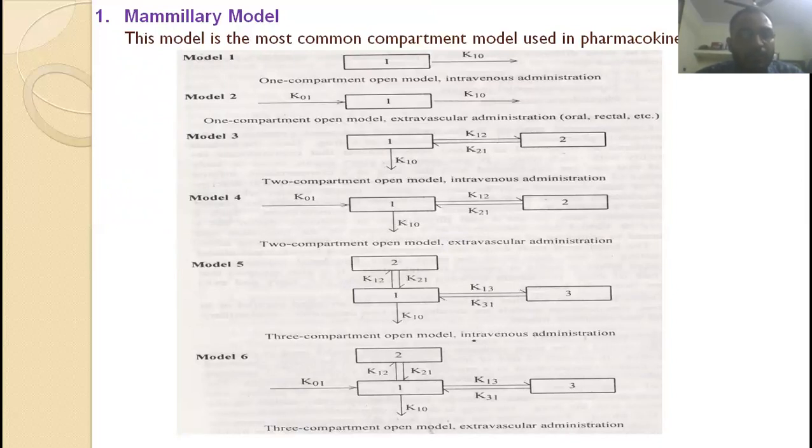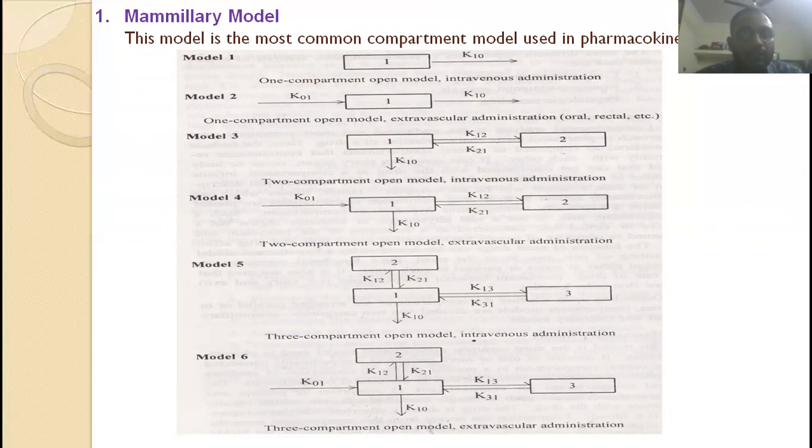Second is one compartment open model, extravascular administration, which is generally applied for oral and rectal route dosage forms, in which the absorption phase firstly starts, then goes into the systemic circulation, and then is excreted from the different organs of the body. Third model is two compartment open model, intravenous administration. Same as one compartment, the absorption phase is bypassed, then goes into the systemic circulation and parallelly and reversibly goes into different organs of the body.